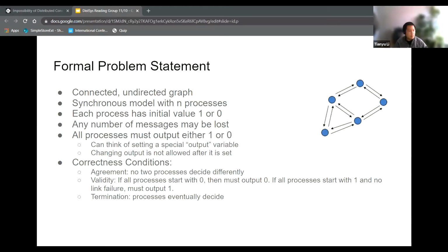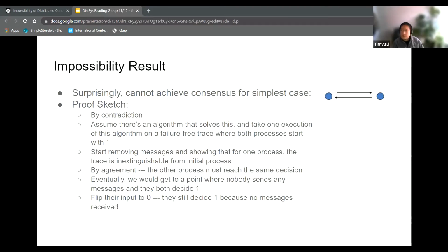Any questions so far? Nope. Okay, let's move on. Because we're mostly talking about the FLP proof, we won't get into details of this proof. But as some of you might already know, this is impossible, right? So surprisingly, you cannot even achieve consensus for the simplest case, which is two generals on the right here. And Jim Gray proved it with a contradiction method as well. We can briefly sketch that here.